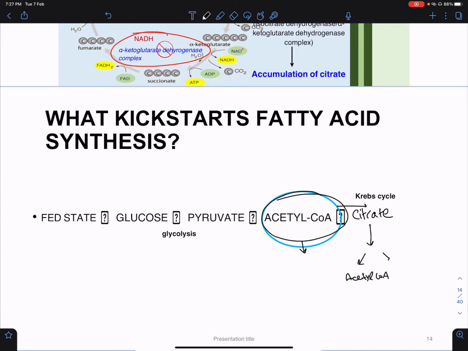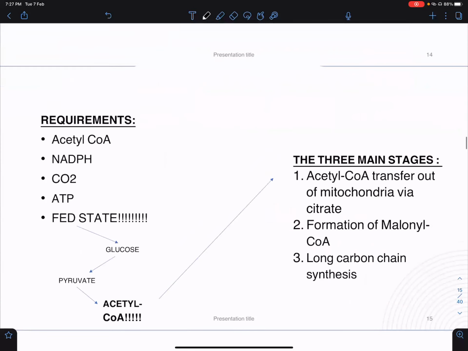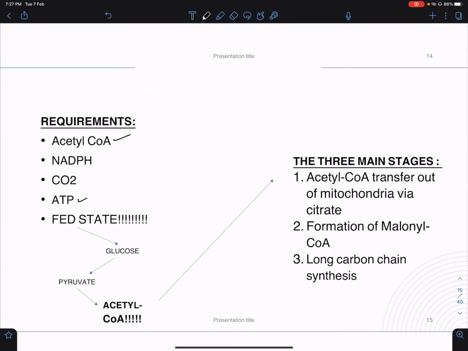I'm going to stress on this later on, so don't worry if you don't understand it now. But I just want you to keep in the back of your mind, acetyl-CoA is the main building block, citrate is the main activator and transporter, not the opposite. So this is basically just a summary of what we said. The requirement is acetyl-CoA. Of course, you need to have ATP, which is in the fed state. NADPH and carbon dioxide are in other steps. We're going to be discussing them later, don't worry.